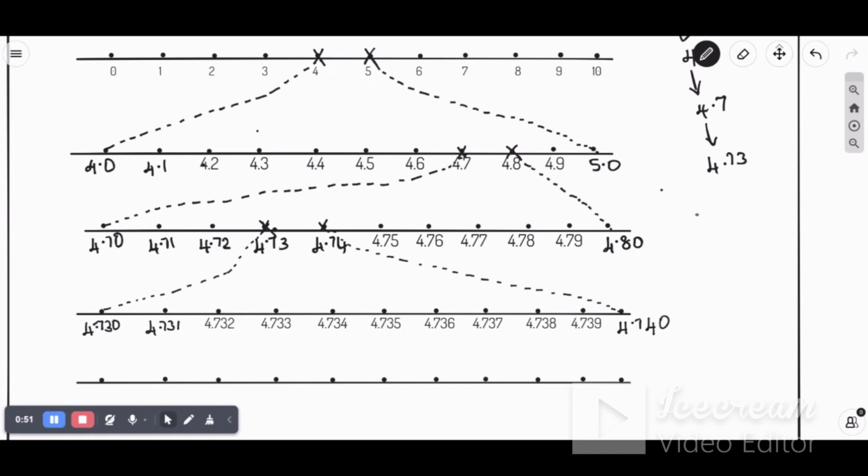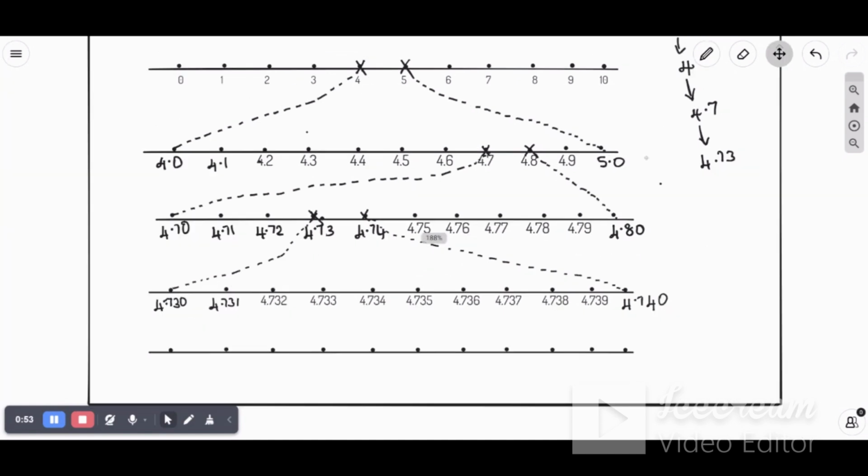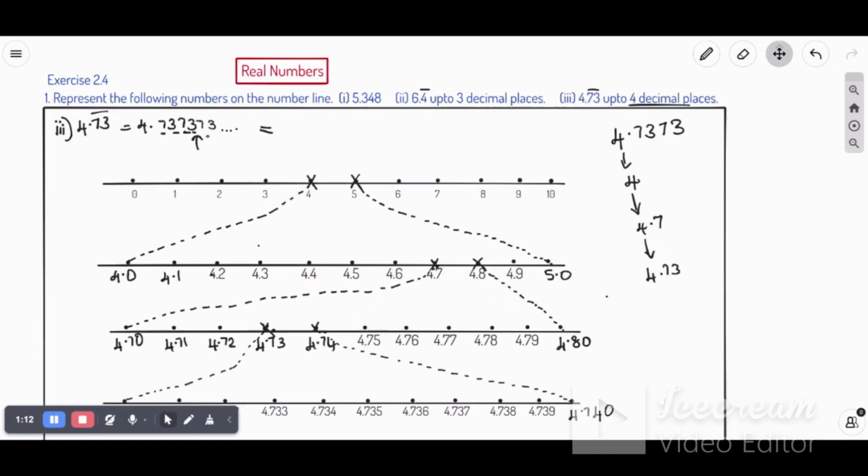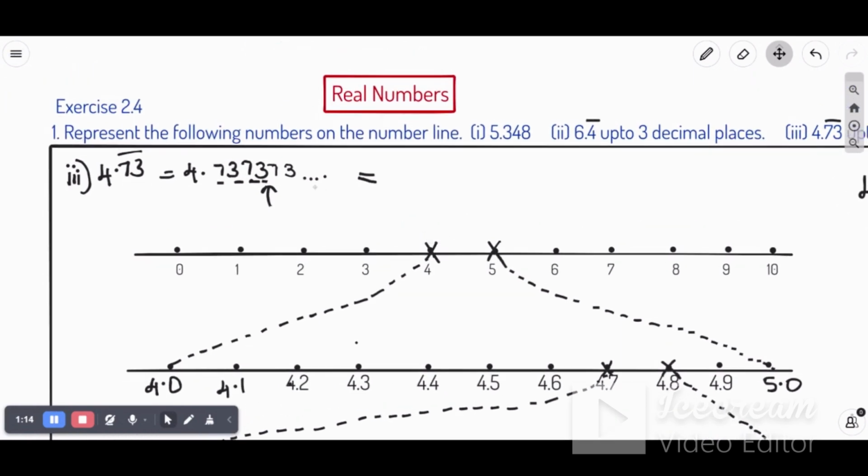Now, one thing is, when you see your question carefully, they have asked us up to 4 decimal places. So you know this extends as 737373, right? If you have to stop it, what you will do is round off. So that is 1, 2, 3, 4. If you have to stop at the 3 here, what should you write? You will round off. Next, you have to check your next number. If this next number is 5 or greater than 5, you have to add 1 here.